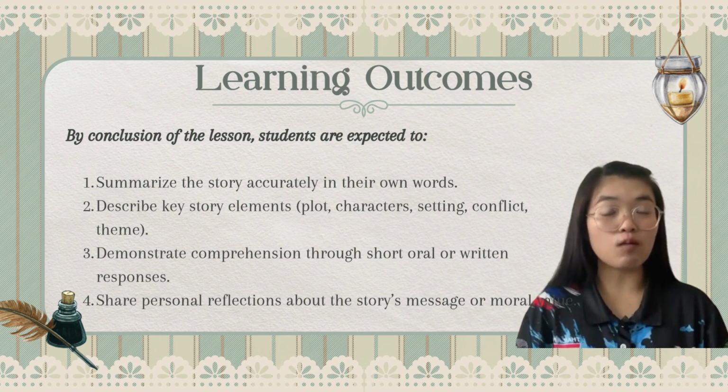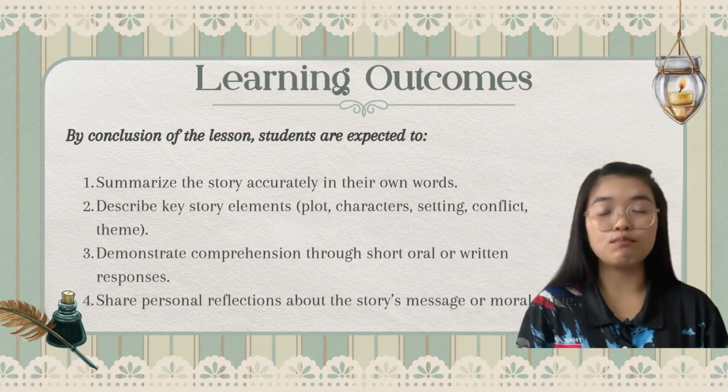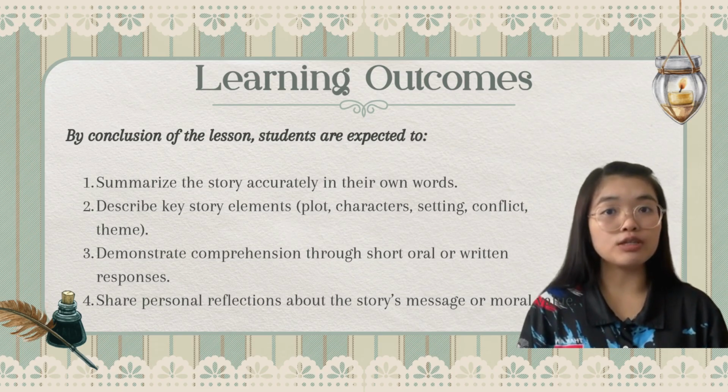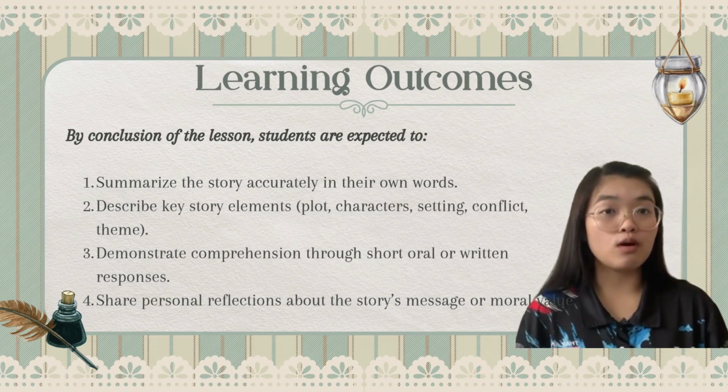Next, learning outcomes. By the conclusion of the lesson, students are expected to summarize the story accurately in their own words. The second one is to describe key story elements such as plot, characters, settings, conflict, and also themes. Third, demonstrate comprehension through short written responses. The last one, share personal reflections about the story's message or the moral values.